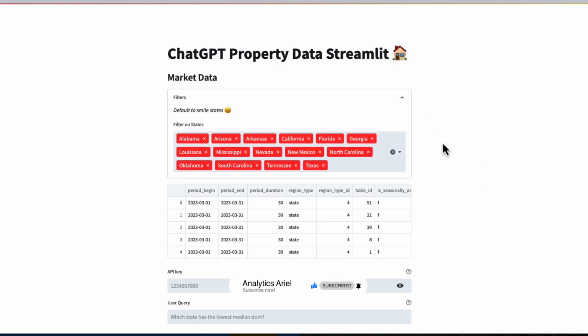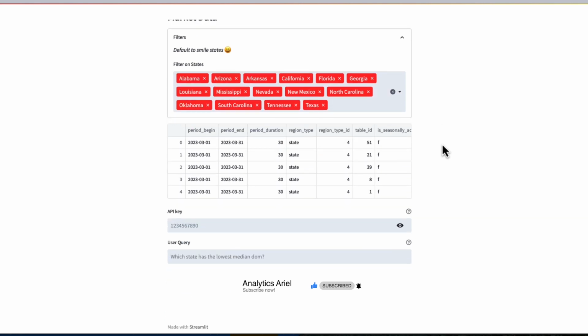We have the same filters. It's reading the data in from GitHub, but we have a new field, which is API key. This is where you will enter your own OpenAI key. You could then ask questions based on the data set.